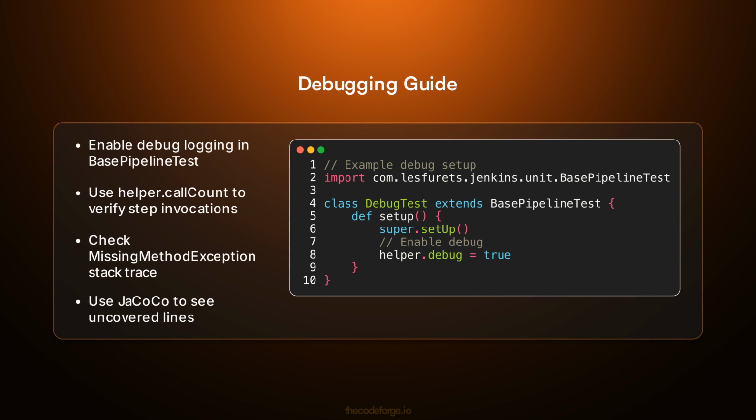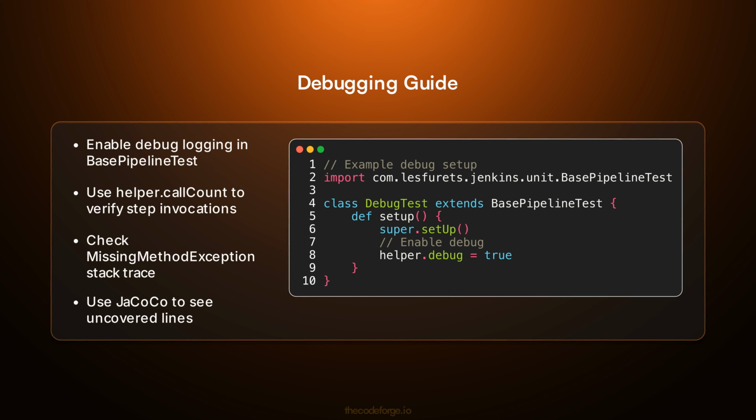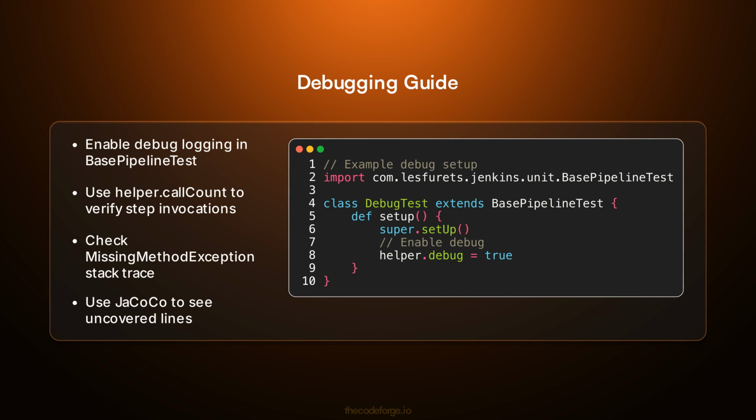When debugging, enable debug logging in your base test class. Use helper call count to verify which steps were called. If you get a missing method exception, check the stack trace to find the unregistered method.